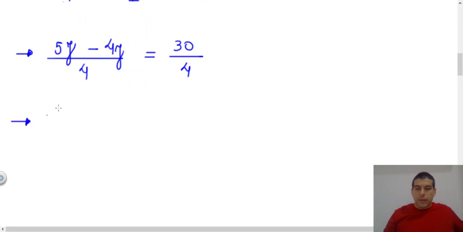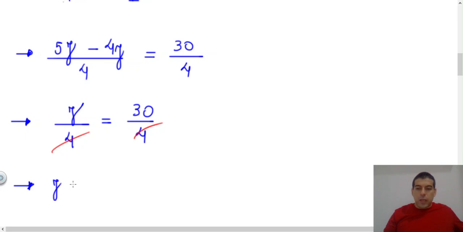Here we have in the numerator 5J minus 4J, that will be just J, divided by 4 being equal 30 over 4. Once the fraction on the left and the fraction on the right have the same denominator, we can cancel out the denominators and say that J will be equal 30. This is the age of Judy, so she is 30 years old, okay?